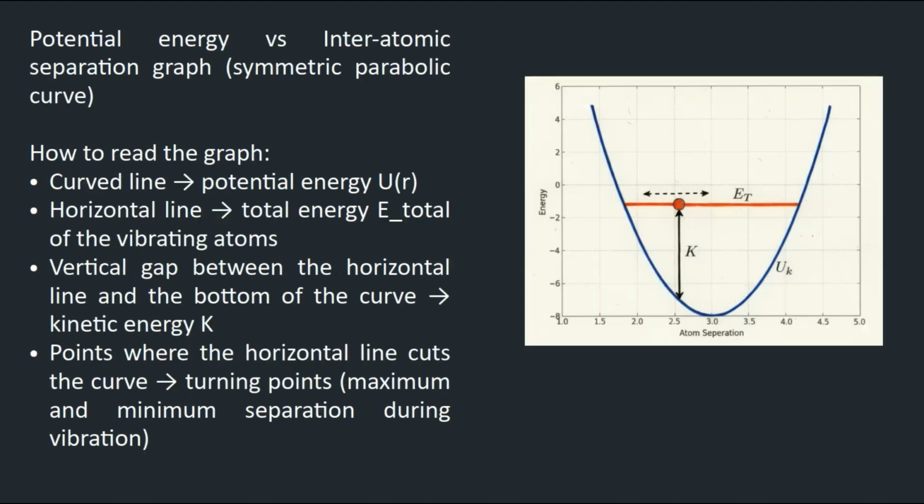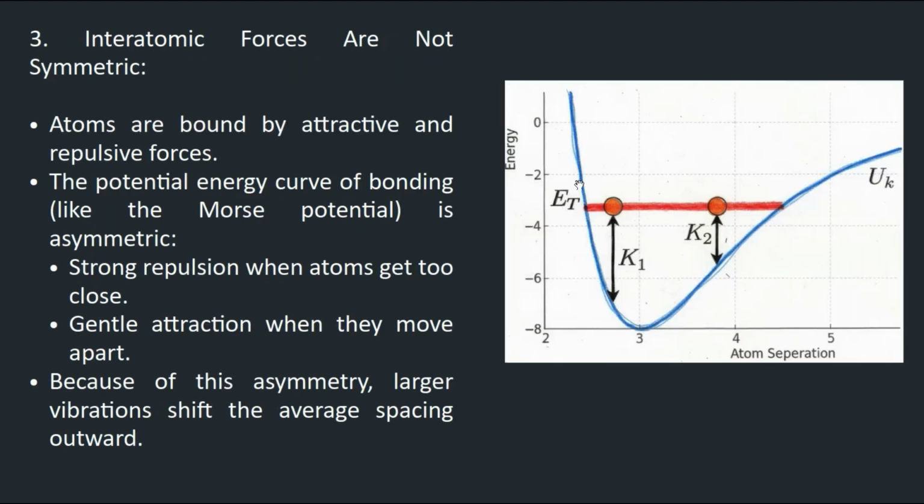Symmetrical is this. Okay, this is symmetrical, right? Your second grade, third grade syllabus. If I fold the paper along this line, these two lines will overlap. This curve will overlap. That makes it symmetrical. But here you can see that it's asymmetrical. There is stronger repulsion when atoms get closer and gentle attraction as the atoms get far away. Because of this asymmetry, larger vibration shifts the average spacing outward.